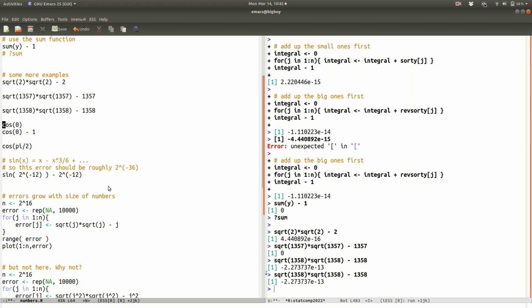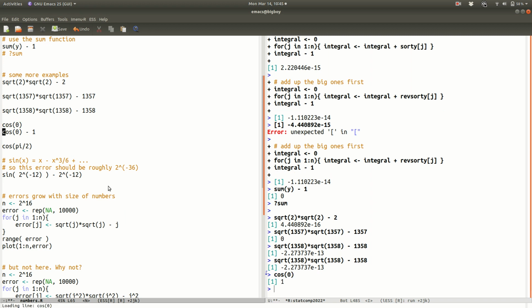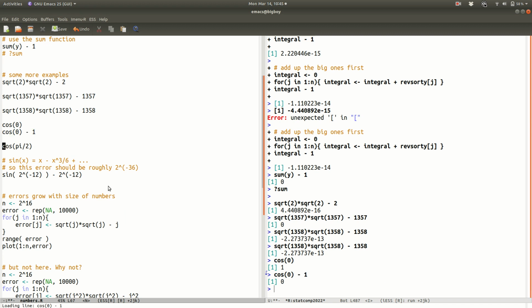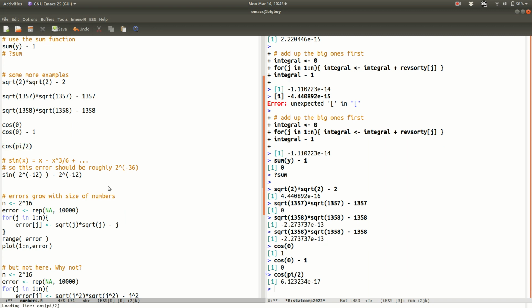Okay, let's look at some more. Cosine of 0, let's see, that should be 1. Okay, that looks good, but let's subtract 1 and see what happens. That looks good. So R gets the cosine of 0 exactly right in floating point. If we look at this one, cosine of pi over 2, what the heck is that? Cosine of pi over 2 should be 0. And we don't get 0. We get 6 times 10 to the minus 17, which is actually smaller than what's called the machine epsilon, which was 2 times 10 to the minus 16. So it's pretty close, but not exactly 0.